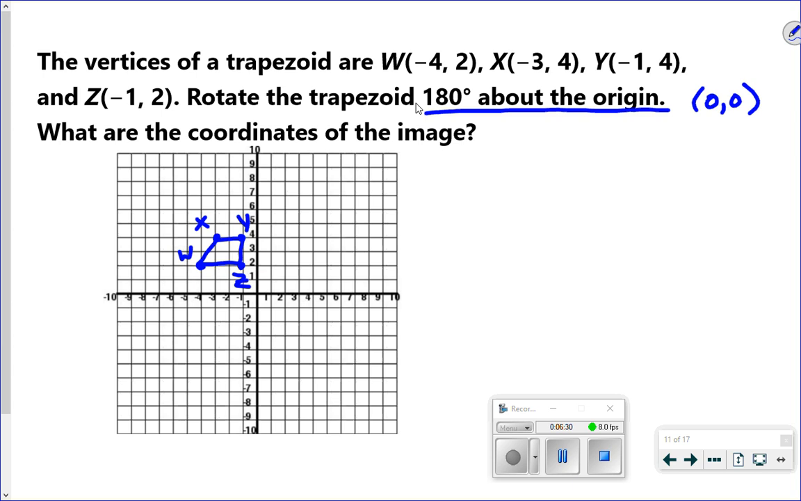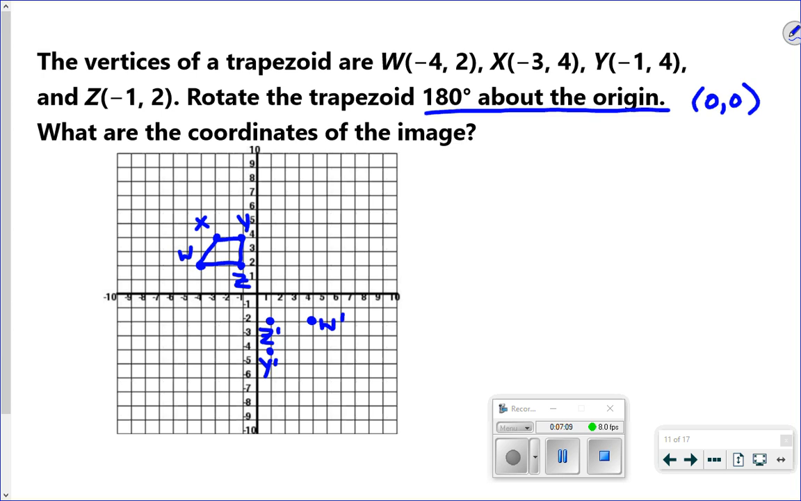When we do 180 degrees, really our ordered pairs flip-flop. So our negatives become positives, our positives become negatives. So instead of the point -1, +2, now I'm going to do +1 and -2, and that's going to be my copy of point Z. And then for our next one, originally it was -1, +4 for Y. Now it's going to be +1, -4 for our copy of Y. Then I have -4, 2 for W. So now that's going to become a +4, -2.